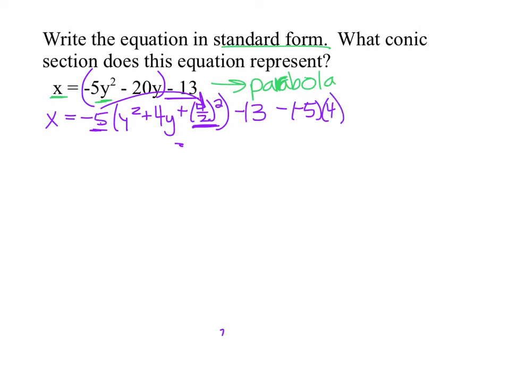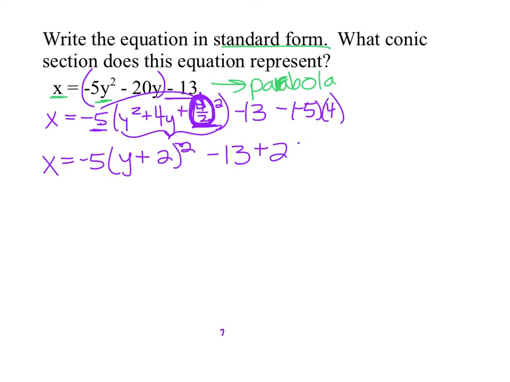Okay. Then we just want to simplify, so we're going to factor this. So x equals negative 5 times, remember, this is your plus b over 2, so y plus 2 squared. And then minus 13, and that's going to be plus 20. So then x equals negative 5, y plus 2 squared. And then that's going to end up being plus 7.